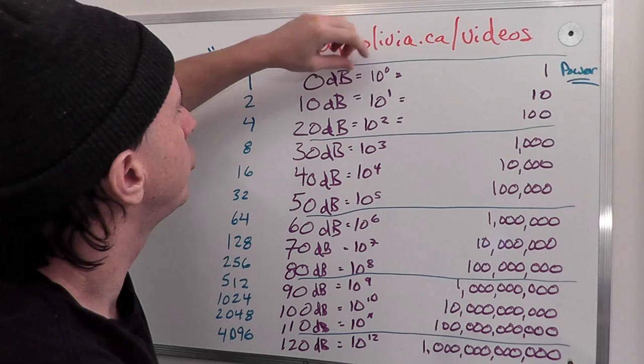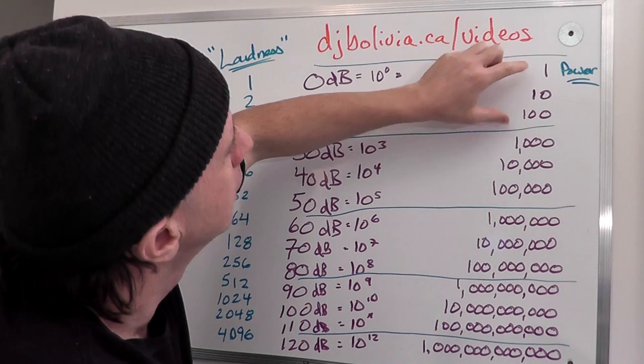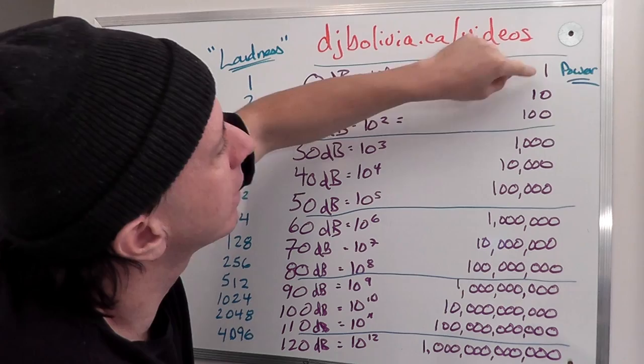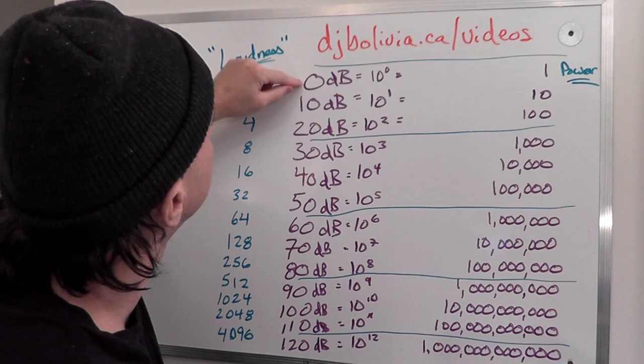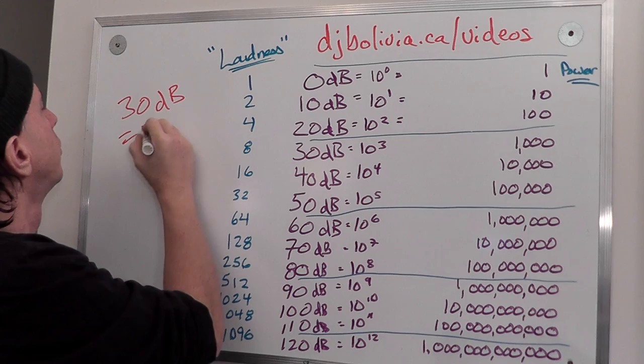So anyway, as you go up in power, going from 0 decibels, skip down 3 rows, to 30 decibels, you're going from 1 unit of power, whatever that unit is, to 1,000 units of power. So you've got 1,000 times as much power, okay? And in doing so, you've gone up from 0 to 30, so you've gone 30 decibels. Okay, so 30 decibel increase equals 1,000 times as much.